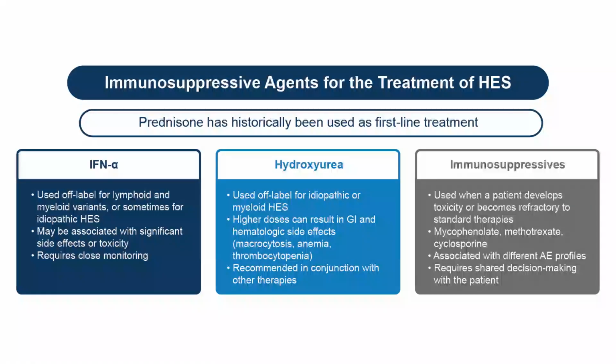The other options for HES include other immunosuppressive agents, and these are sometimes considered when a patient is refractory or intolerant of the other typical therapies for HES. These might include mycophenolate, methotrexate, or cyclosporin, and each of these has its own unique adverse event profile and requires shared decision-making and appropriate monitoring by an experienced physician.